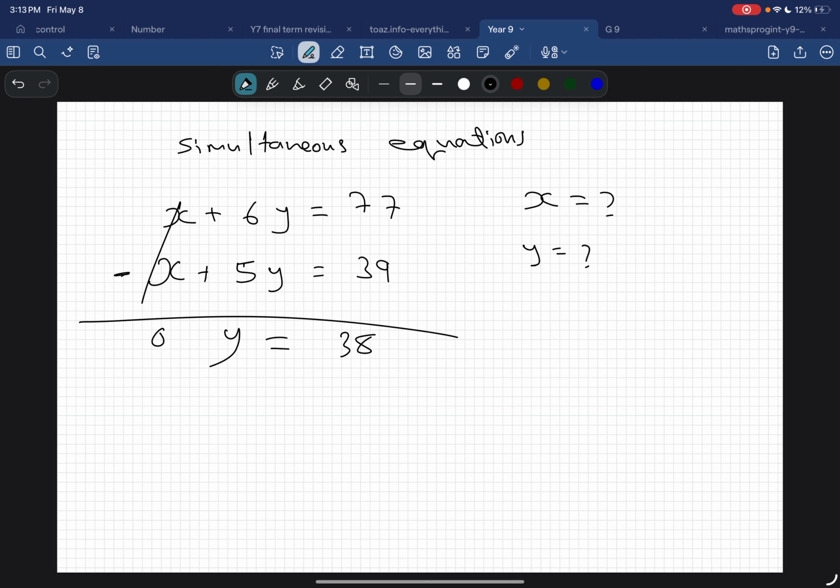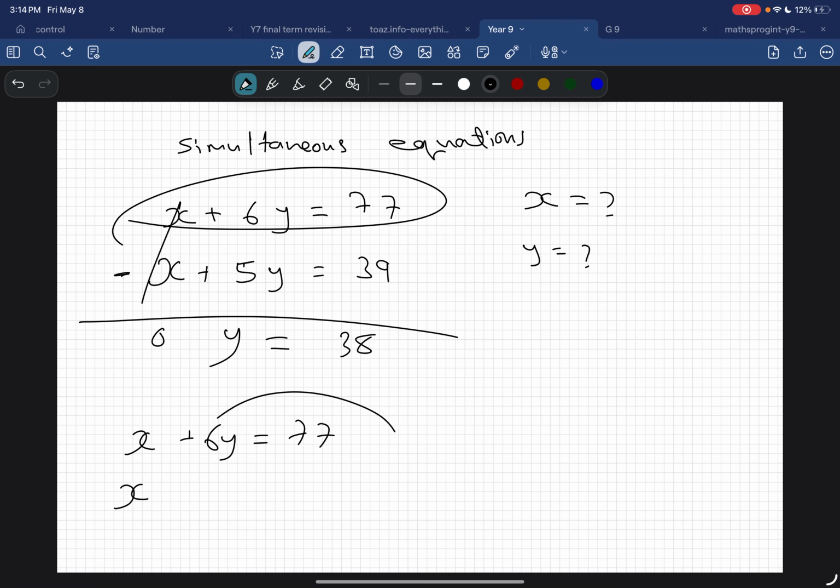It's really easy, right? So since I have the value of y as 38, I'm going to have to use one of the equations to get the value of x, okay? So how to get the value of x? I'm going to take the first one, for instance. I'm going to put x plus 6y equals 77. I'm going to take the 6y to the other side. So x equals 77 minus, because this was plus, 6y.